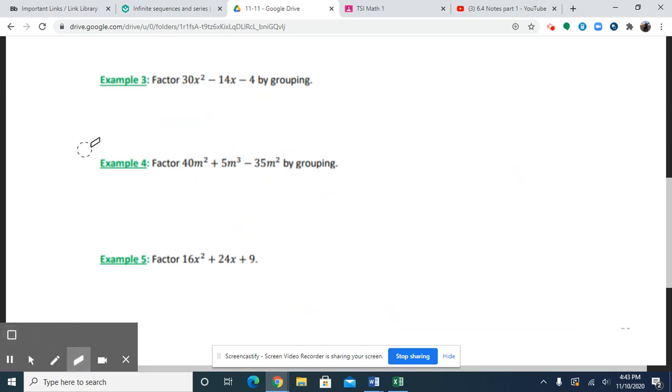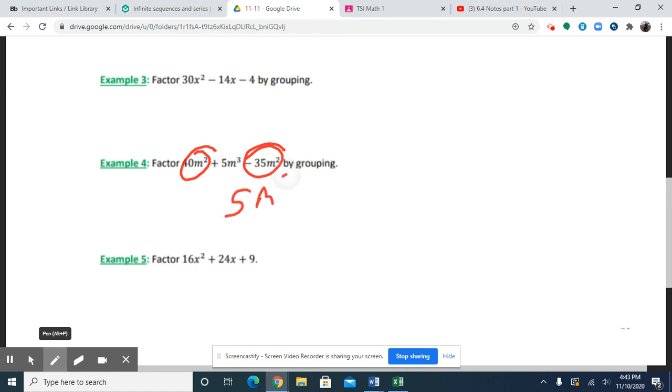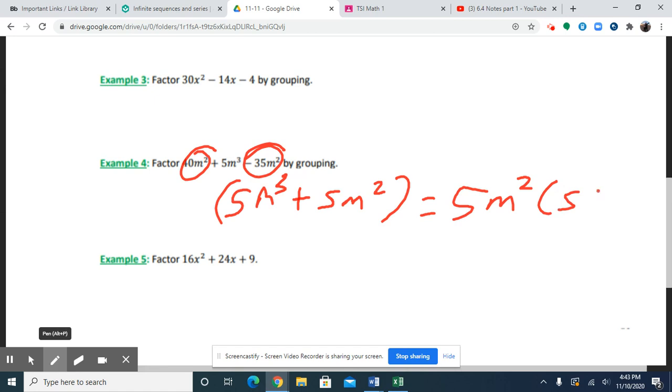Okay. Now let's look at example 4. Now this one can be a little bit tricky, but if you notice, we have 40m squared and negative 35m squared. So those are like terms. We can actually combine those. We would have 5n cubed, and then we would have 40 minus 35, which would be 5m squared. So now we can actually factor out a 5m squared from that, and we'd be left with 5m plus 1.